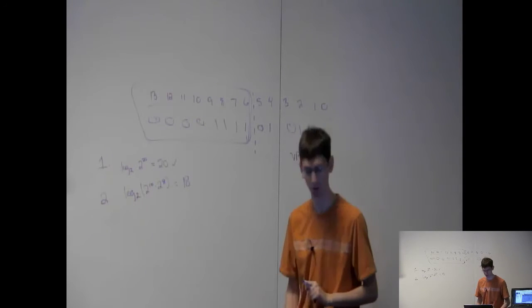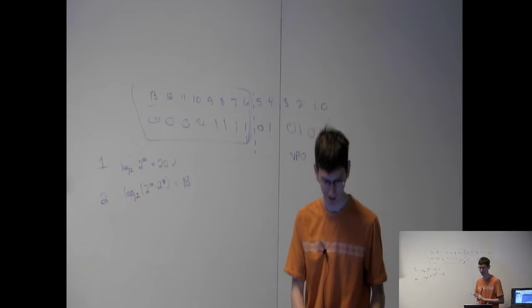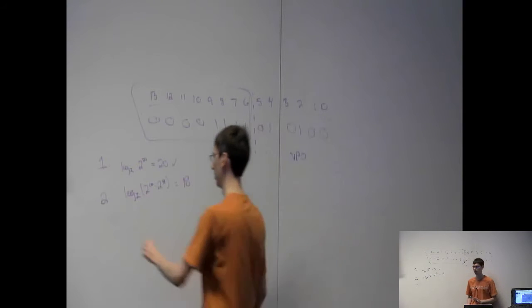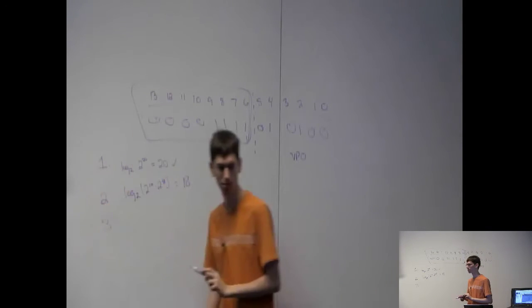Okay, how many bits are needed to represent the offset? Someone else answered this one, so we've got 4 kilobyte page size. How many bits do we need to represent the offset?